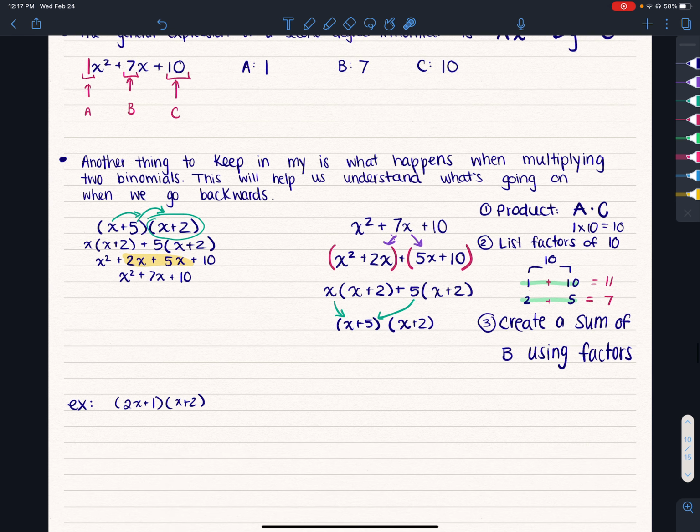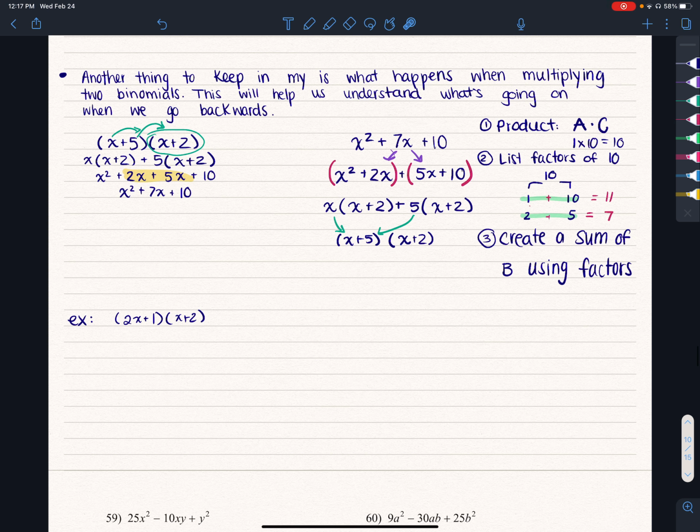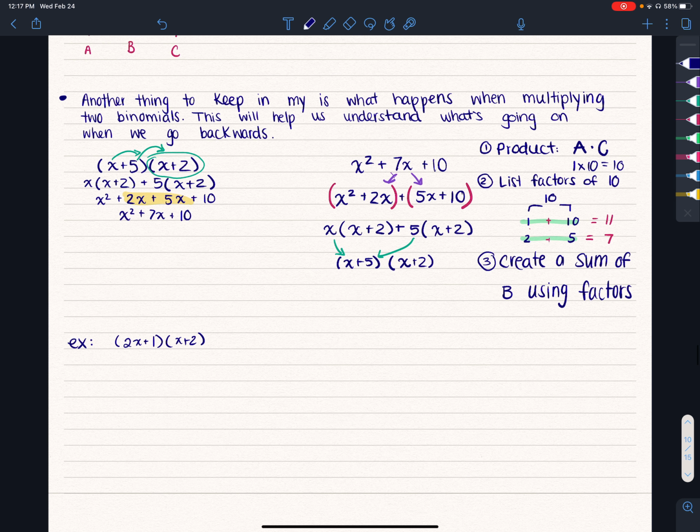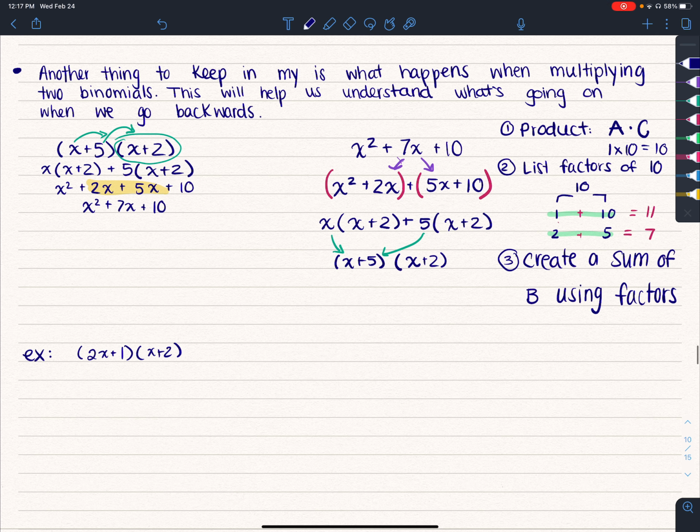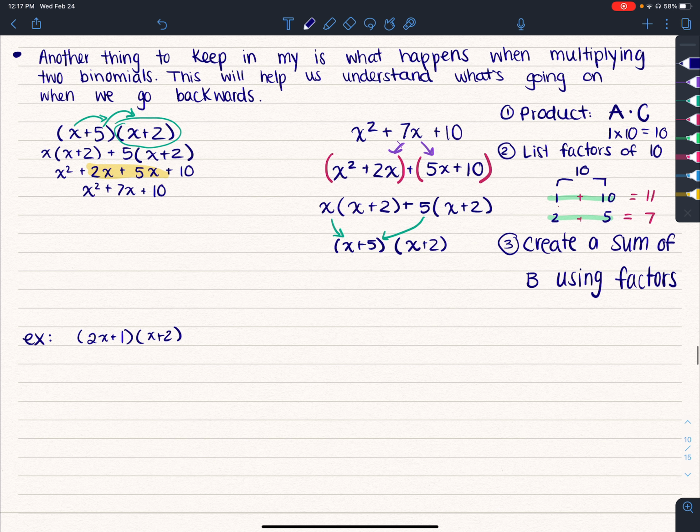We're going to do this next example as well. So we're going to go forwards and backwards. And in the problems, you will only be going backwards. So this is just so that you really see what's happening in each step.